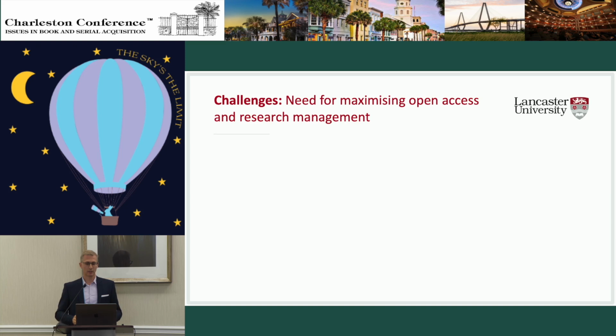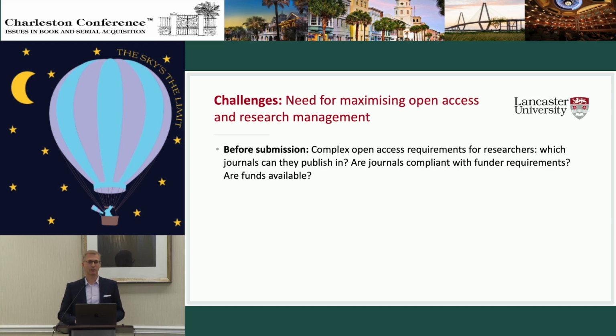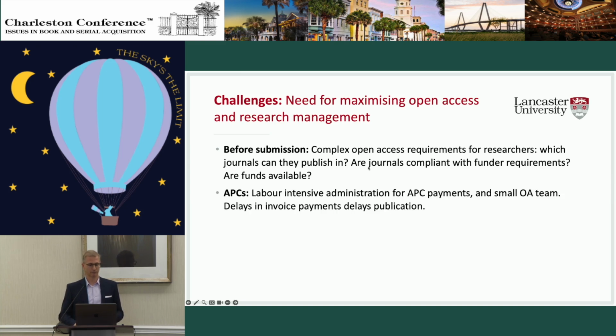So for a university like Lancaster, well, there are challenges along the whole publishing journey. It starts already before the researchers submit to a publisher, because there are complex open access requirements. So how can we know as a researcher which journals to publish in? Are they compliant with this funder's policy now or not? And are funds available in one way or the other?